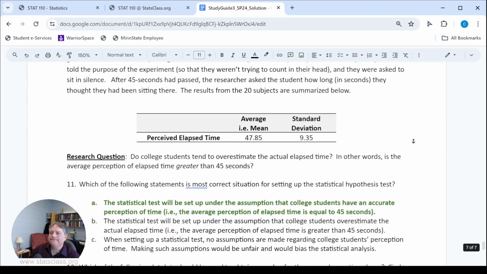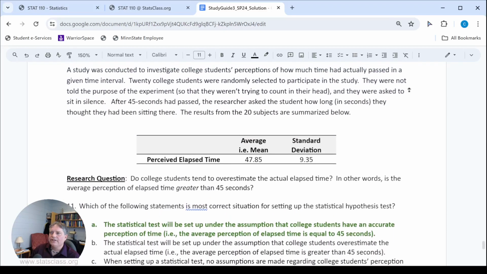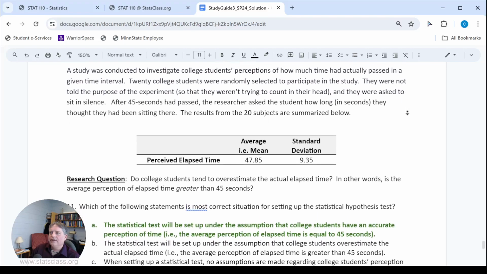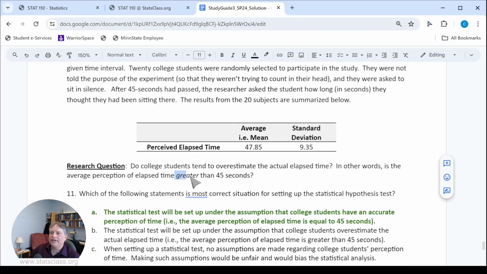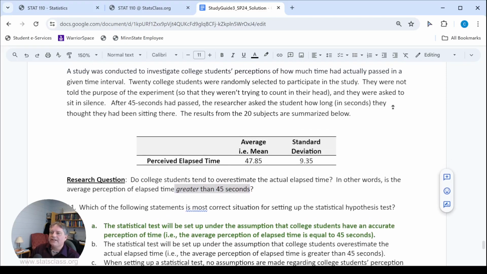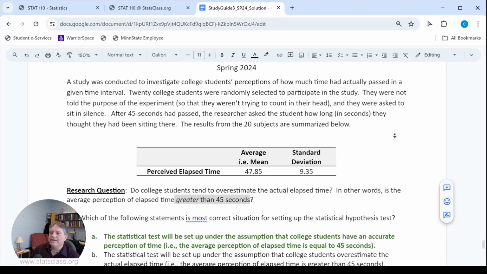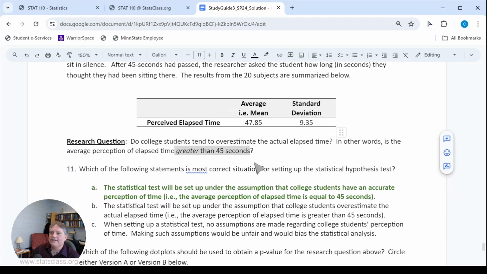Last one down here. This is just a little variation to what we did in section 6.1. Here we're going to actually be testing greater than 45 seconds. So not testing a difference equal to 0, but just wanting to know if a set of measurements, perceived elapsed time, is greater than 45 seconds. So I'm going to set up my statistical hypothesis test under the situation of no difference, or under the situation that it is equal to 45. So A is going to be the correct outcome here for that.